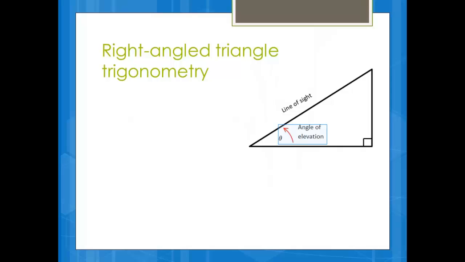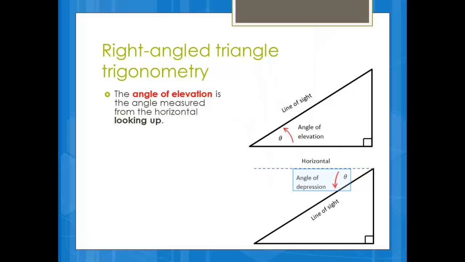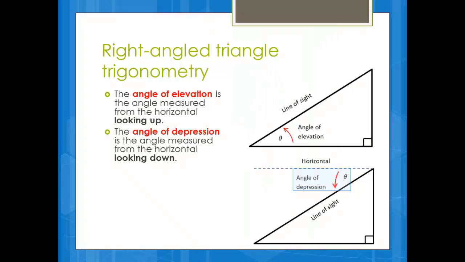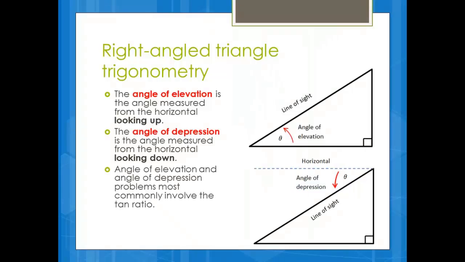The angle of elevation is the angle looking upwards measured from the horizontal. The angle of depression is the angle looking down measured from the horizontal. These types of problems often involve the tan ratio.